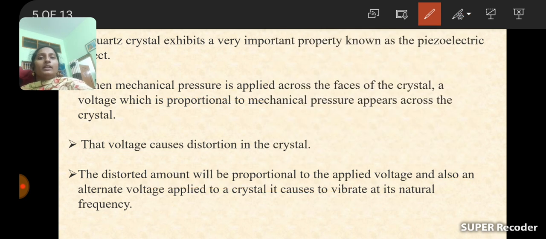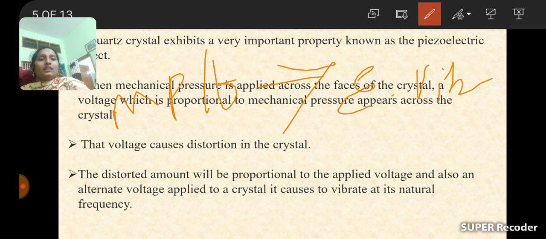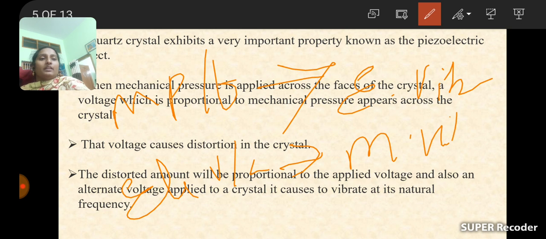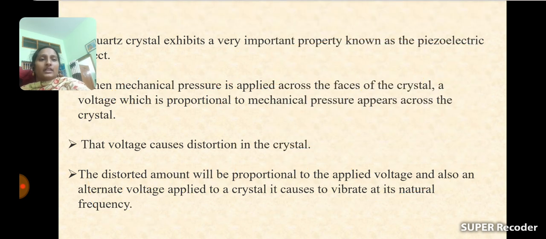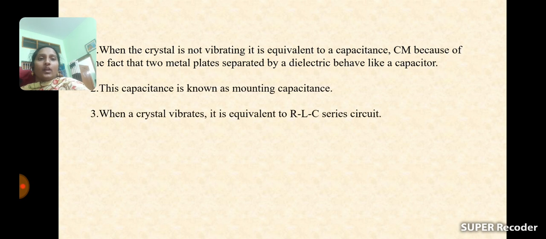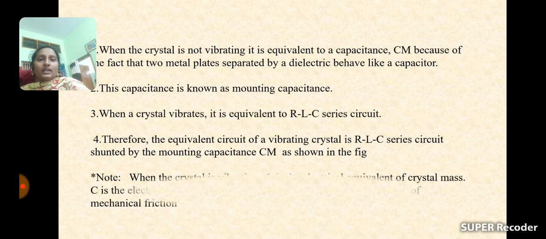Finally, what is the whole meaning? By applying mechanical pressure or force, it will produce electrical vibrations. And if we apply electric voltages or currents, it is able to produce mechanical vibrations. So this is about what? The piezoelectric effect. This mechanism is called the piezoelectric effect.